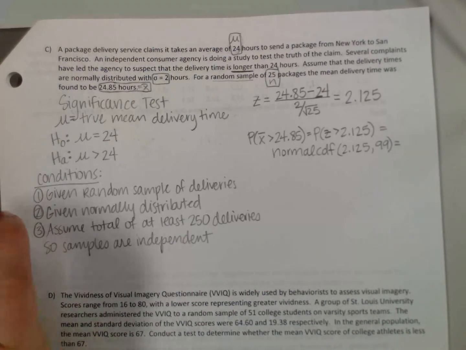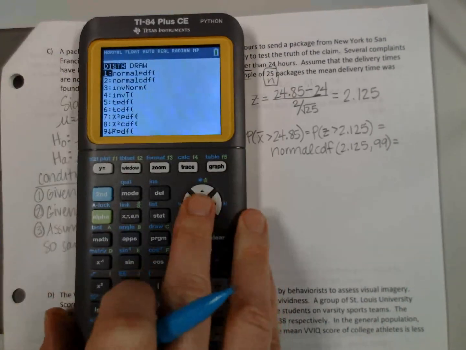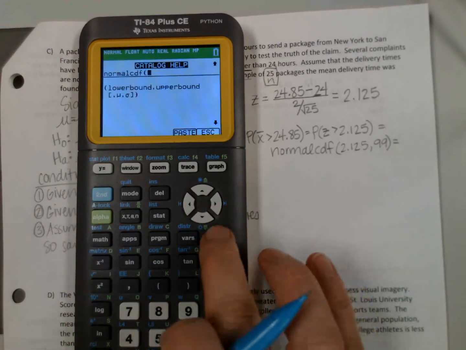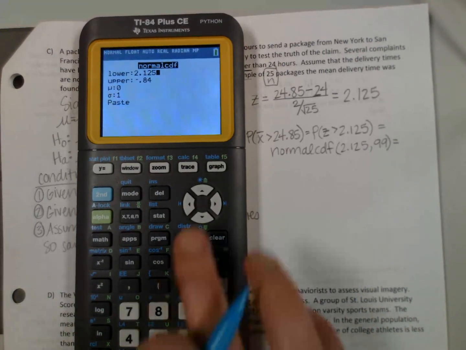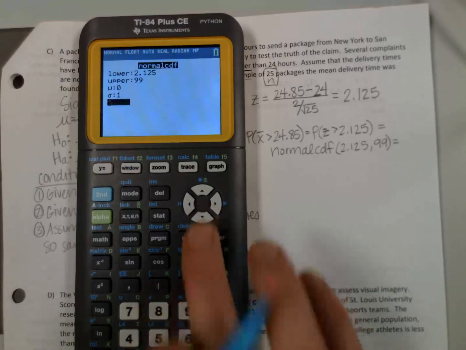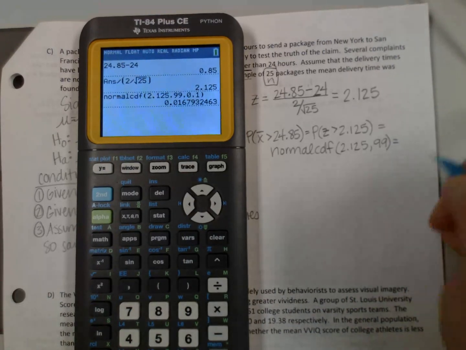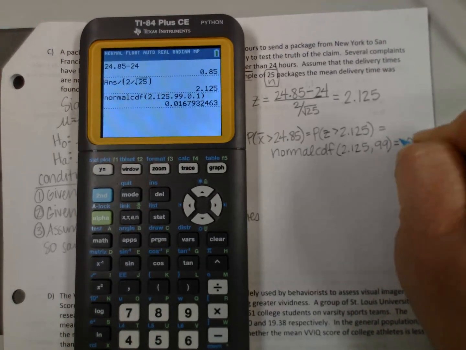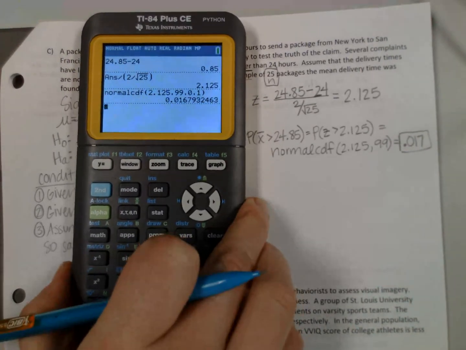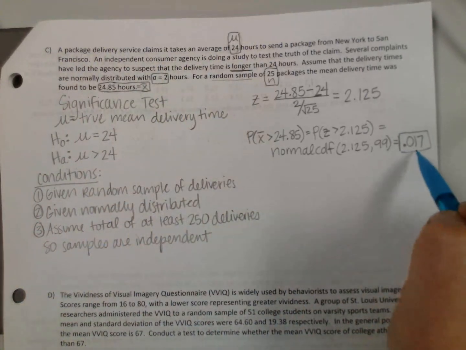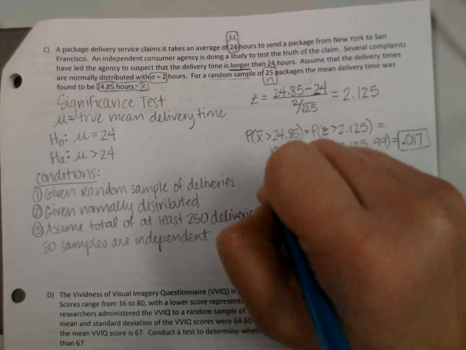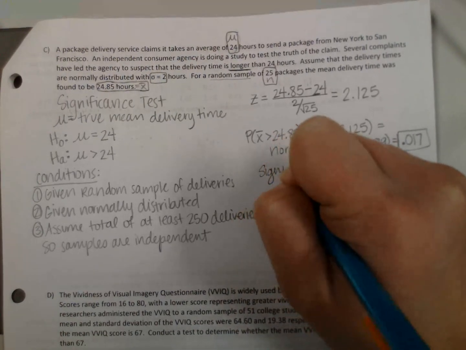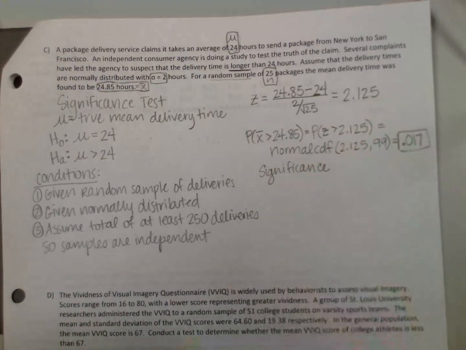Second vars will get me to normal CDF. Of 2.125 to positive 99, I get 0.017. And that probability we always compare against what we call our significance level, which is assumed to be 5% unless we're told otherwise. But we need to write that down because people can't read our mind.